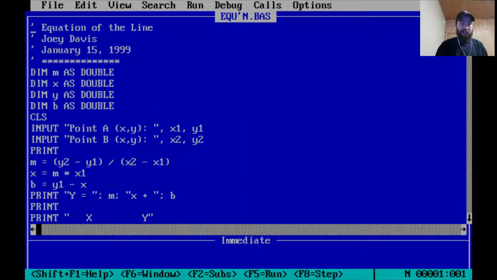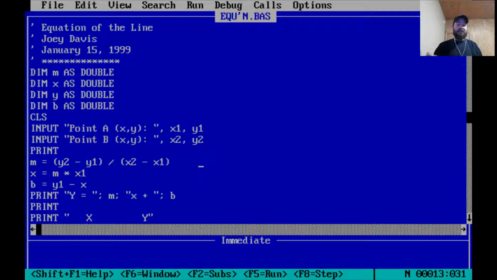All right, let's see how I did this. Equation of the line, Joey Davis, January 15, 1999. I have m, x, y, and b as double. They're all double, so they have lots of decimals on them. M is the slope, X and Y are your variables, and B is a constant at the end there. So here we are, we're inputting point 1, accepting two values, x1 and y1, x2 and y2.